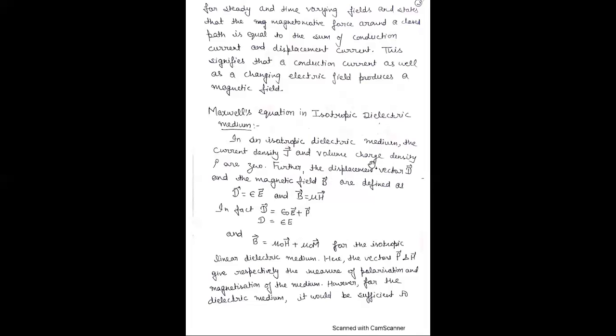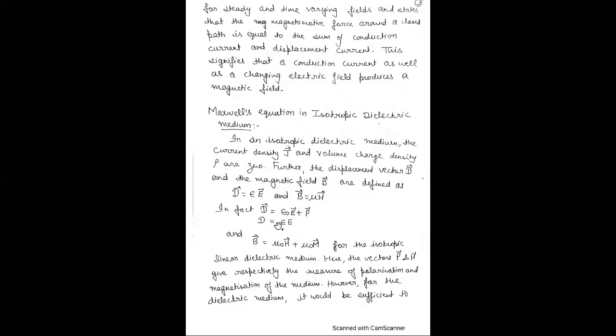And third, the electric displacement vector D is represented by D is equal to epsilon E. Here, epsilon is the absolute permittivity. Also, B is related to H by B is equal to mu H. Here, mu is the permeability. And we know the relation between D, E and P. Therefore, D is equal to epsilon E plus P.